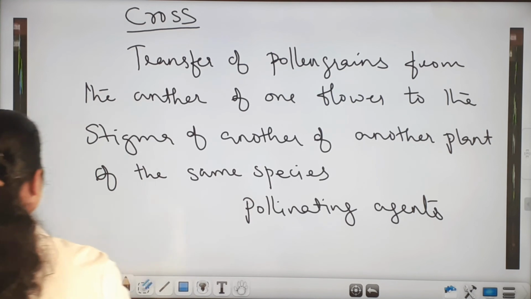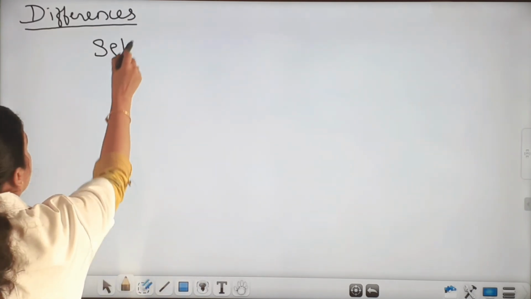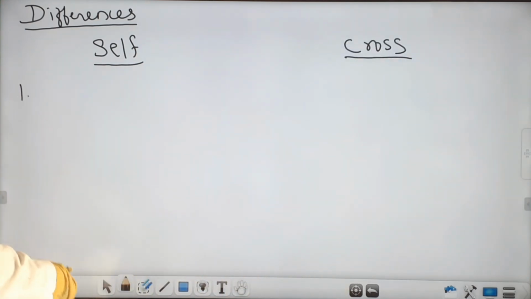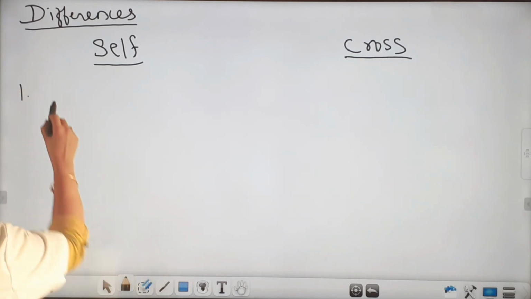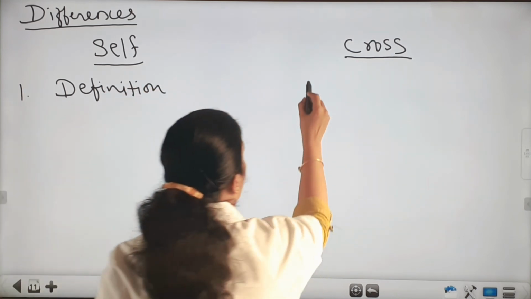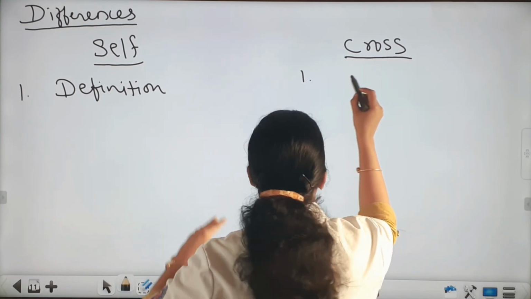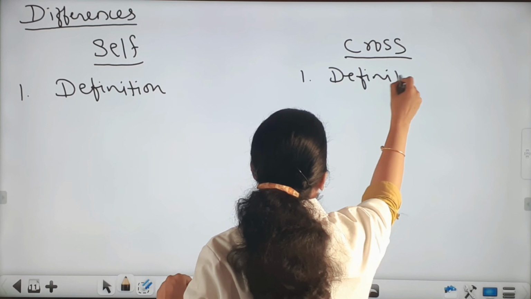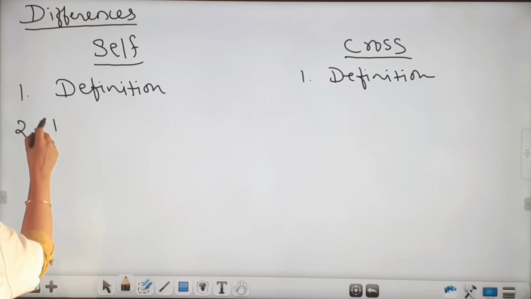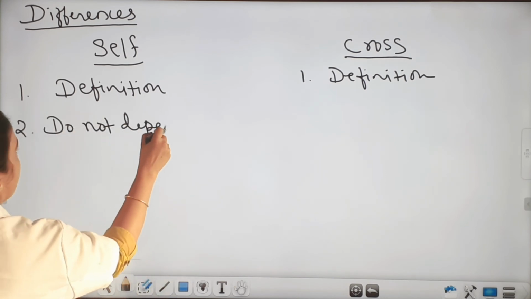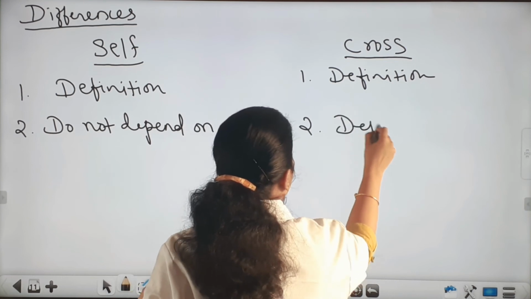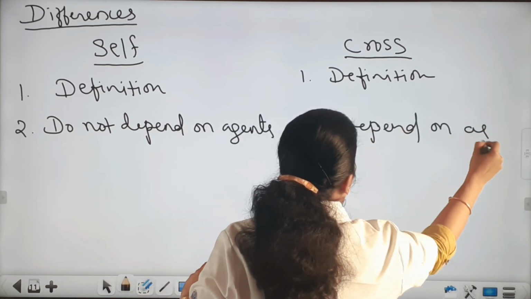Next, we can see the differences between self and cross-pollination. Self-pollination, and here we can write cross-pollination. So, the first point in self-pollination, you can write the definition first. What is the definition? The process of transfer of pollen grains from the anther to the stigma of the same flower or another flower of the same plant. Here also you can write the definition. And second thing is, the flowers do not depend on agents. But in case of cross-pollination, they are depending on agents.